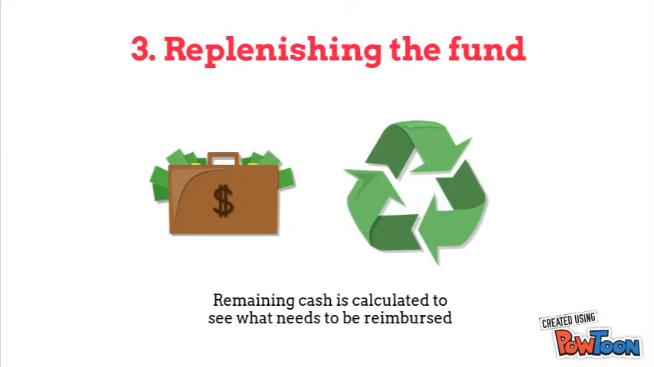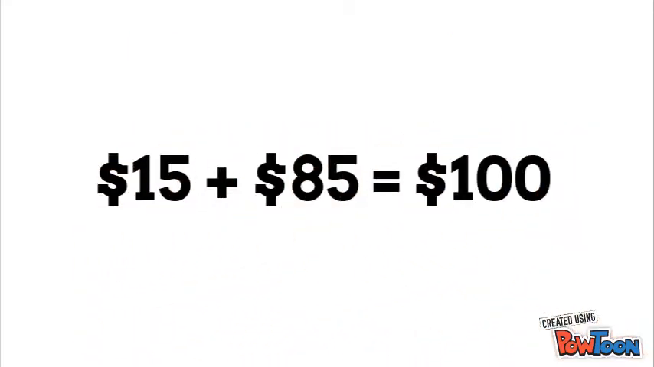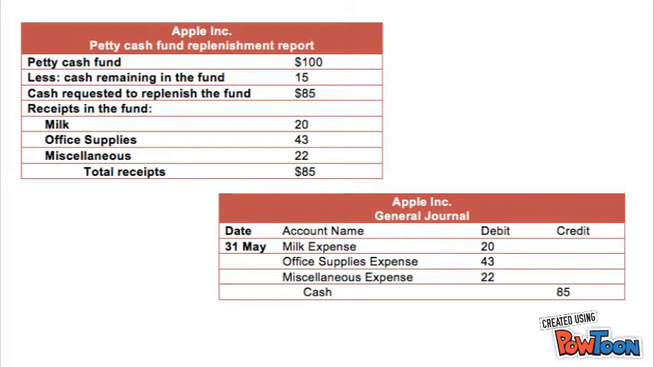In this stage, the remaining cash is calculated to see what needs to be reimbursed. For instance, Apple checks the safety deposit box and $15 is left remaining. An $85 check would need to be required to bring the fund back to its original balance of $100. To measure this, a journal entry is written where the receipts are documented as debited expenses and cash is credited.